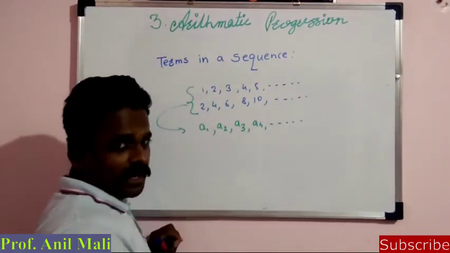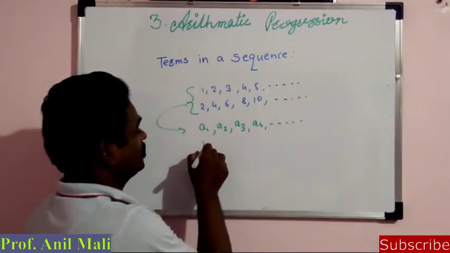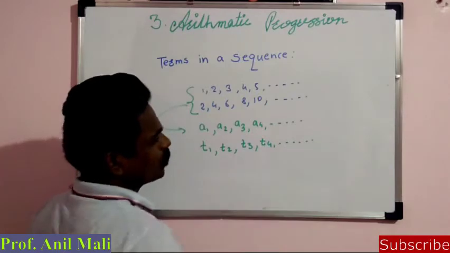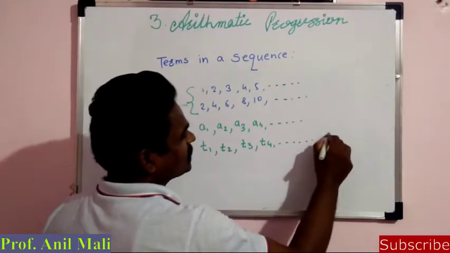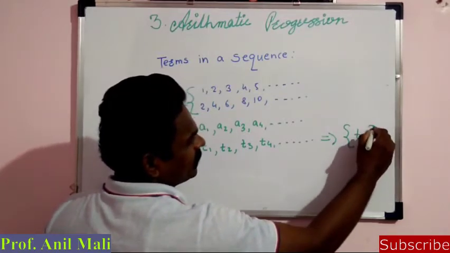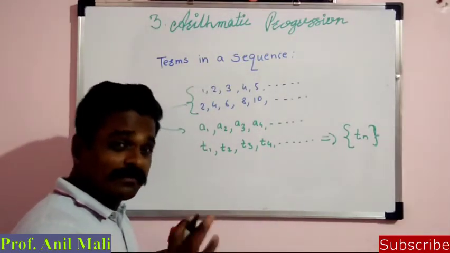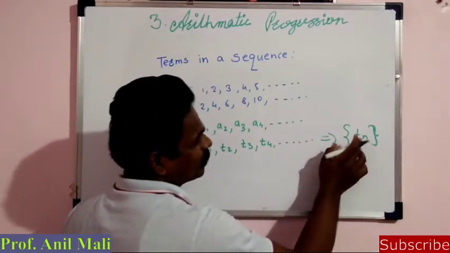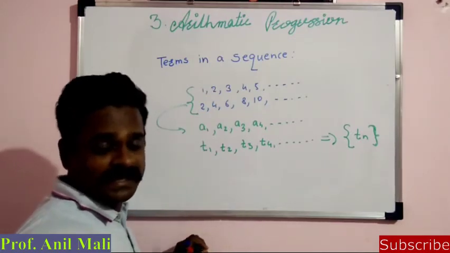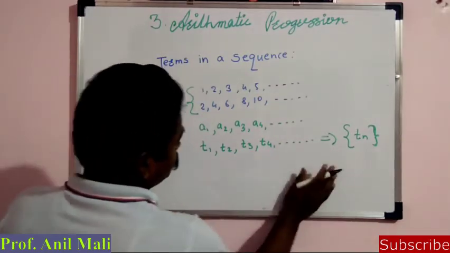We can mention the terms in the form of A, and the sequence we can also mention in the form of T, that is T1, T2, T3, T4 and so on. The same we can write in this manner: Tn, where n can be replaced by the positive integers, that means 1, 2, 3, 4, 5. If you put n equal to 1, you will get T1, n equal to 2, T2, n equal to 3, T3, T4, T5, T6 and so on.